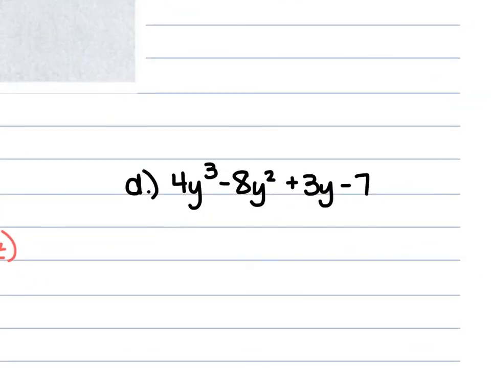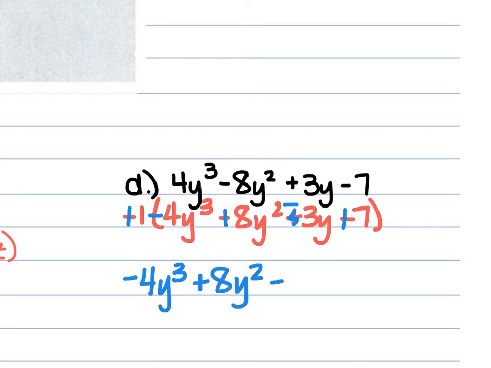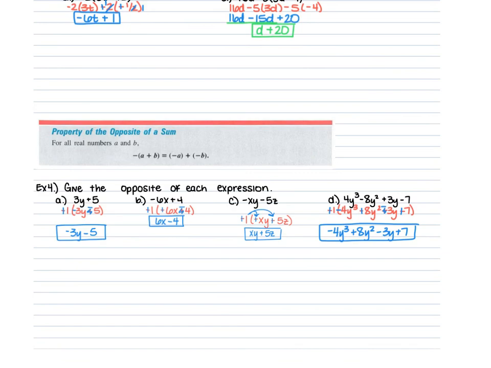All right, so here we're going to distribute that negative 1 into the entire expression, 4y cubed minus 8y squared plus 3y minus 7. So again, the negative 1 turns to positive, the 4y cubed becomes negative 4y cubed, the negative 8y squared becomes positive 8y squared, and the 3y becomes a negative 3y, making the 7 a positive as well. So this is going to give us negative 4y cubed plus 8y squared minus 3y plus 7. So again, we're just switching the signs in front of each of these terms.